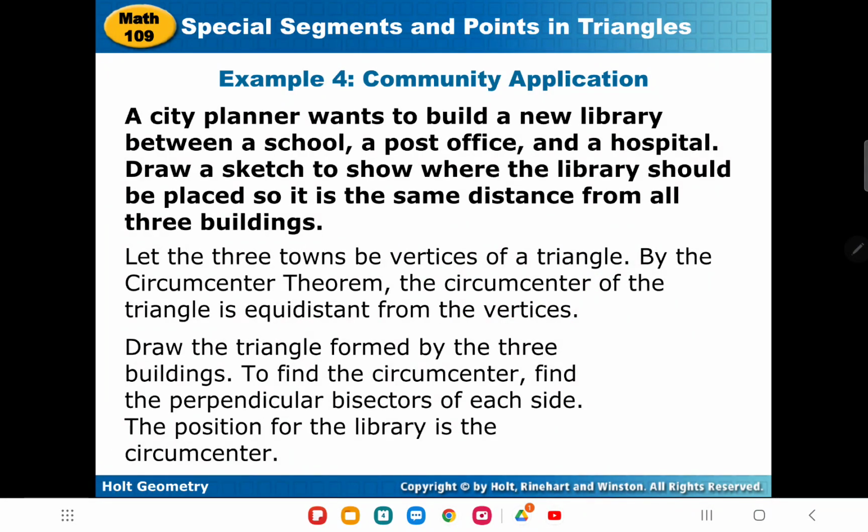So we're going to draw the triangle formed by the three buildings, construct the perpendicular bisectors of each side, and the position for the library is the circumcenter. So there it is. We have post office, school, and hospital, and right there in the middle, that would be the best location for the library.